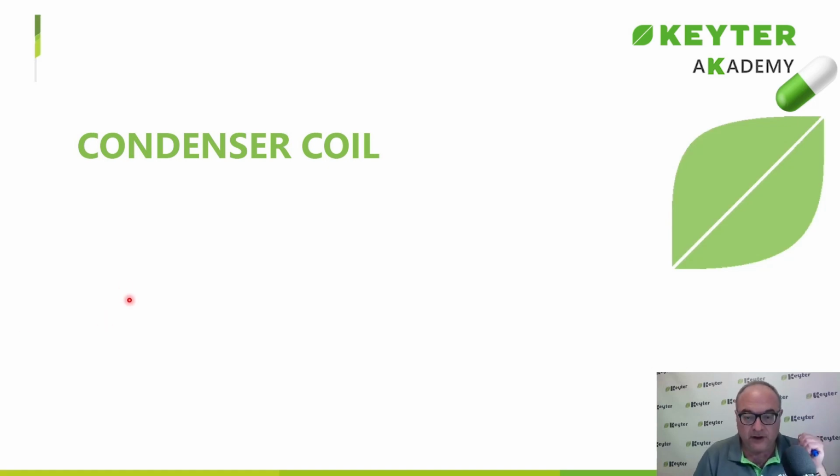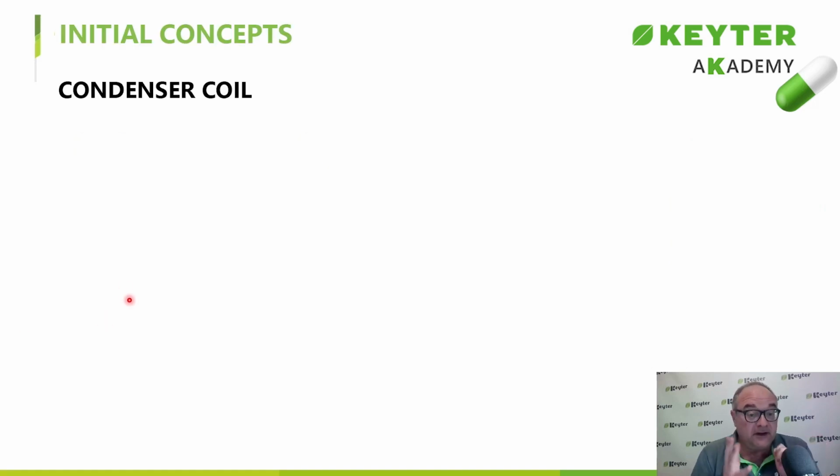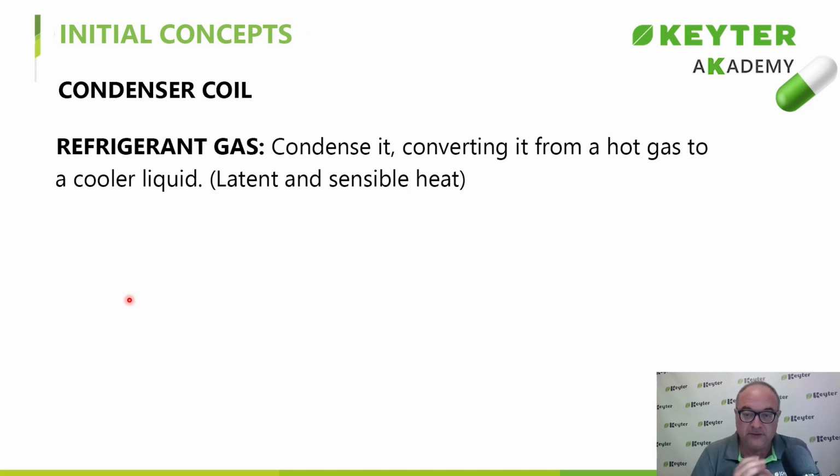Well, today we are going to talk about the condenser battery. The function of the condenser battery is twofold. First, at the refrigerant gas level, it condenses it, passing it from the hot gas discharge from the compressor to a cooler liquid that can enter the expansion valve. Let's remember that the expansion valve always needs to have liquids.